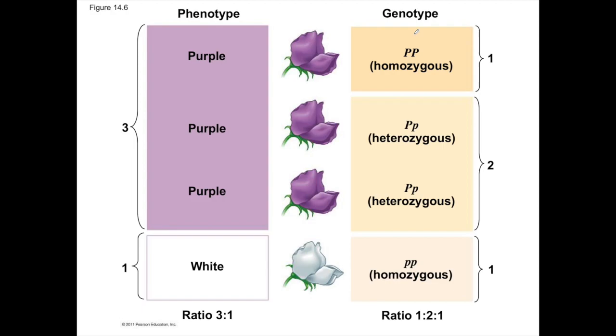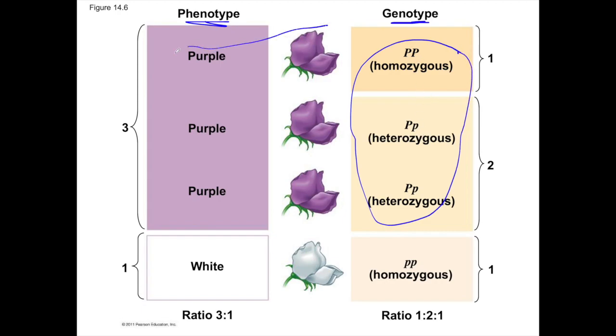And sometimes we do need to be able to differentiate these two, because there are times where more than one genotype can make the same phenotype. So for example, homozygous dominant and heterozygous, two different genotypes, they create the same phenotype, purple flower color.